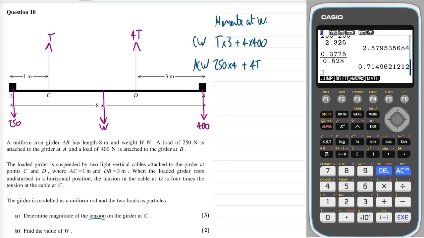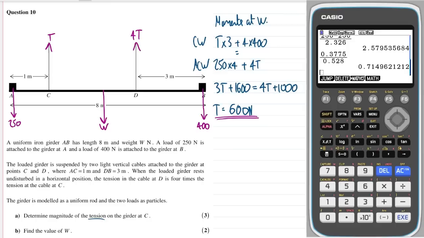Okay, so we can equate these now. These are equal to one another because it's in equilibrium. So we get 3T plus 1600 is equal to 4T plus 1000. Okay, 1000. So solving this, we're going to get T on that side and 600 on that side. So T is equal to 600 newtons. Perfect. Determine the weight of W.